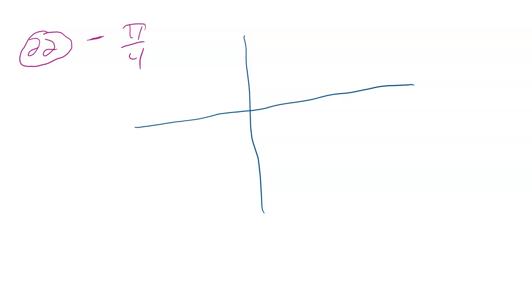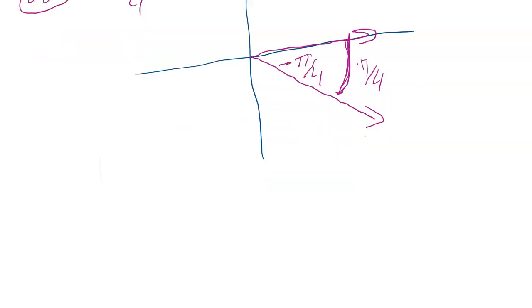22, negative pi over 4. So again, here's negative pi over 4. But I want the reference angle, which is pretty easy because this is just going to be pi over 4. Positive. No big deal.